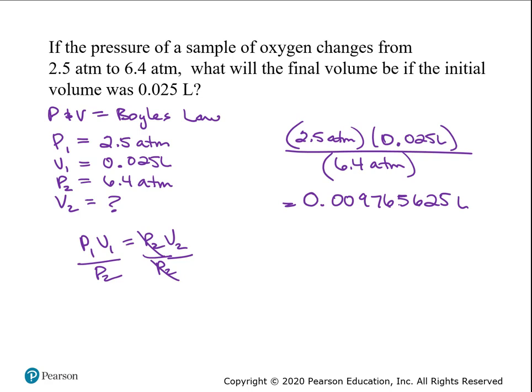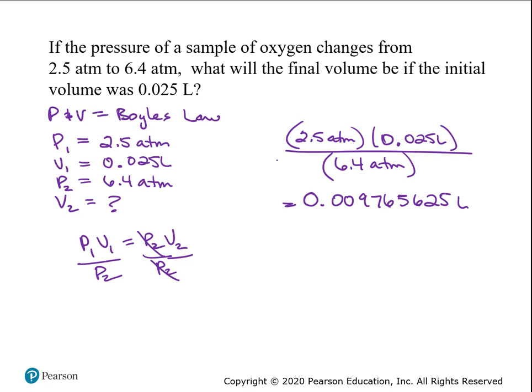So I write it out, V1 times P1 equals P2 times V2. I've got to get V2 by itself, so I divide both sides by P2. That moves P2 over to the other side. V2 is now all by itself, and then I just plug them in. To keep yourself from accidentally putting P1 in the P2 slot, my suggestion is to write them out, because then the odds are you'll keep them straight. So it should be 2.5 atmospheres times 0.025 liters, divided by 6.4 atmospheres. That's how the math is set up.